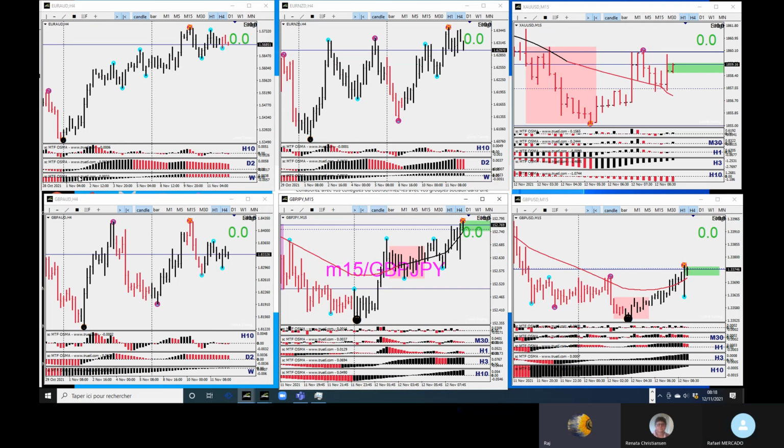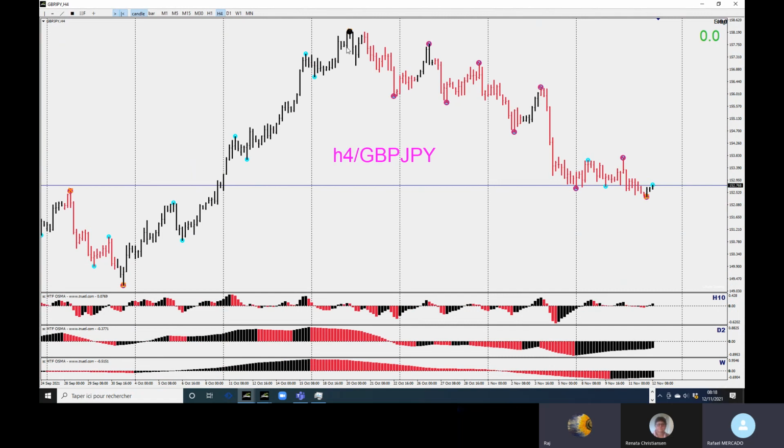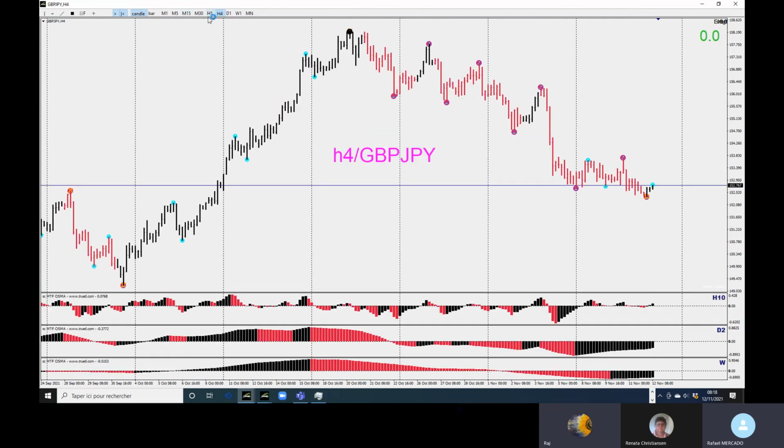Go to the pound yen and do your analysis there, Rafael. So we have the weekly 3 ball here, and a weekly 2 ball in the bottom. So at this moment, what does that tell you? That it is going to retrace. The 2 ball retracement on the weekly, right? Right. So that's the initial analysis. Now you go to the 4-hour.